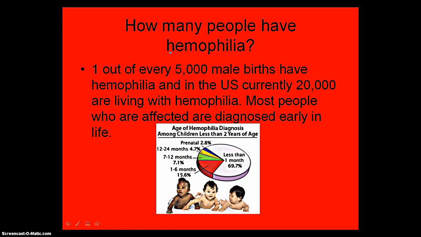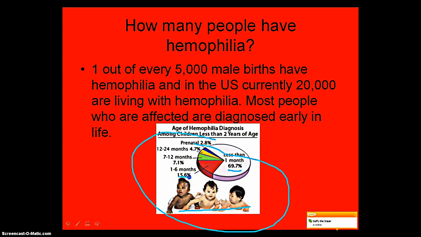So, how many people have hemophilia? 1 out of every 5,000 male births actually has hemophilia. They are diagnosed at a low age, as you can see here, all the cute babies. For 12 to 24 months, less than 1 month is 69.7%, 1 to 6 months is 1.60.